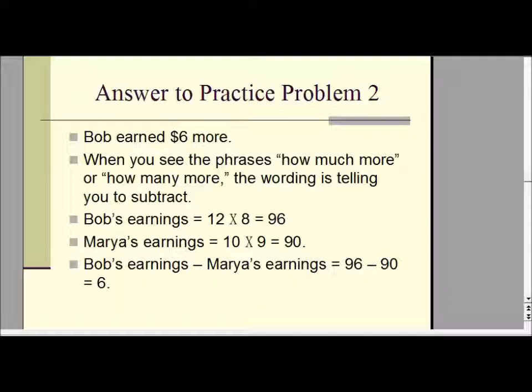The answer to practice problem 2 is that Bob earned $6 more. When you see the phrase how much more or how many more, the wording is telling you to subtract. Bob's earnings were 12 times 8 equals 96. Maria's earnings were 10 times 9 equals 90. Subtracting gives us 96 minus 90 equals 6.